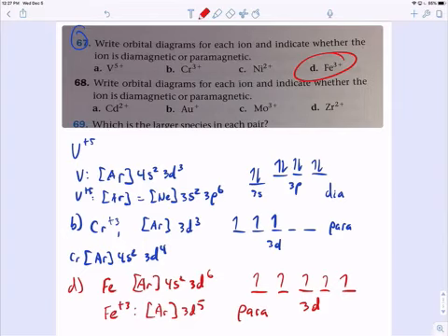Does it go all the way up? This is not on the test, but copper is an exception. It's 4s1, 3d10, but the exception is on 1.